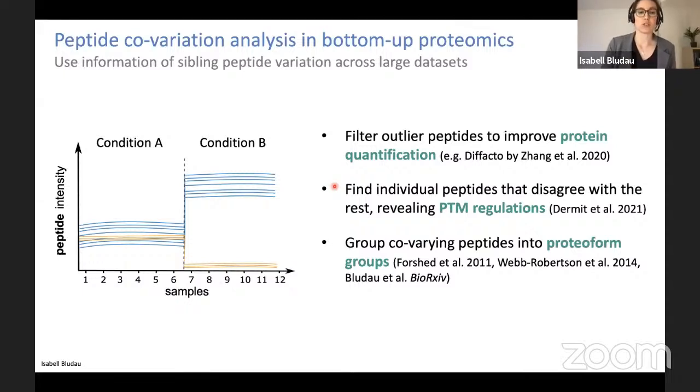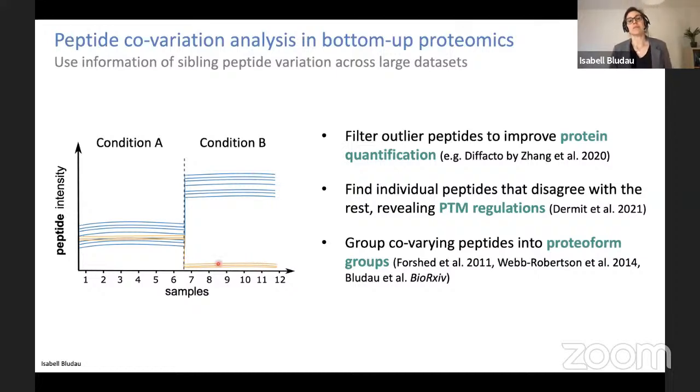So here I want to just show one example where we have two toy conditions, A and B, measured in 6 biological replicates. And what you see are peptide intensities that are all belonging to the same protein, or like the same original gene. And what you see is that the majority of peptides indicated in blue follow the same quantitative pattern, and they increase in abundance in condition B. However, there's a second set of peptides indicated in orange that actually decrease in abundance in condition B.